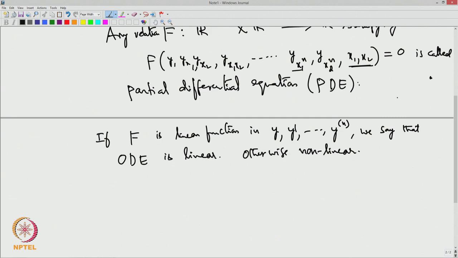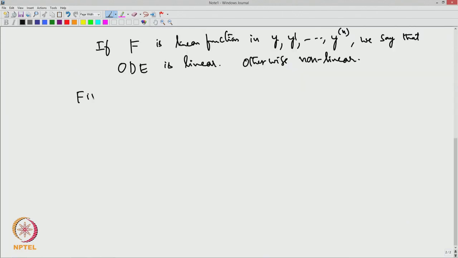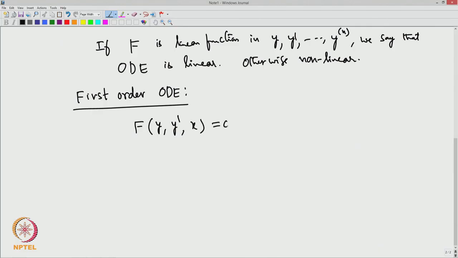So, in this course we start with the first order ODEs. First order ODEs, we try to give you solution methods. How do we solve it? If you have f of x, y, y dash equal to 0, where y is the dependent variable and x is the independent variable, this is the general first order ODE.